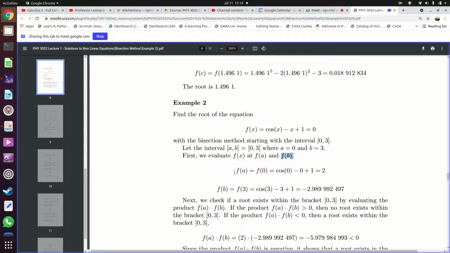In this case, f of A is f of 0, so you end up having cos 0 minus 0 plus 1. This 0 you have here, and I'll repeat this, is not an angle in degrees. This is a number, and these numbers, whether it's 1, 2, 3, have units called radians. Are we clear?